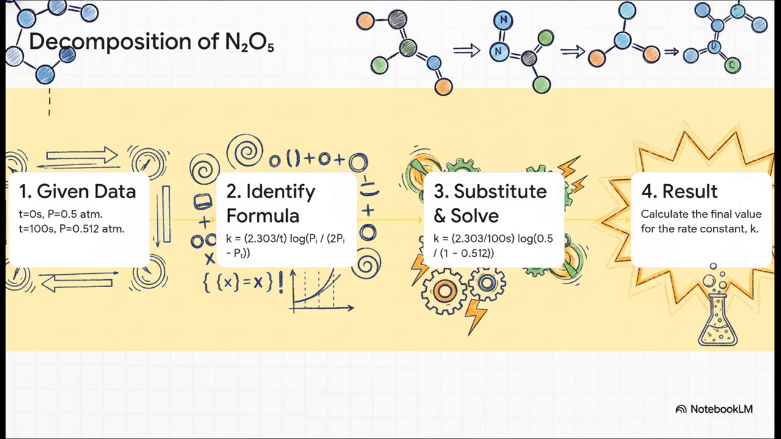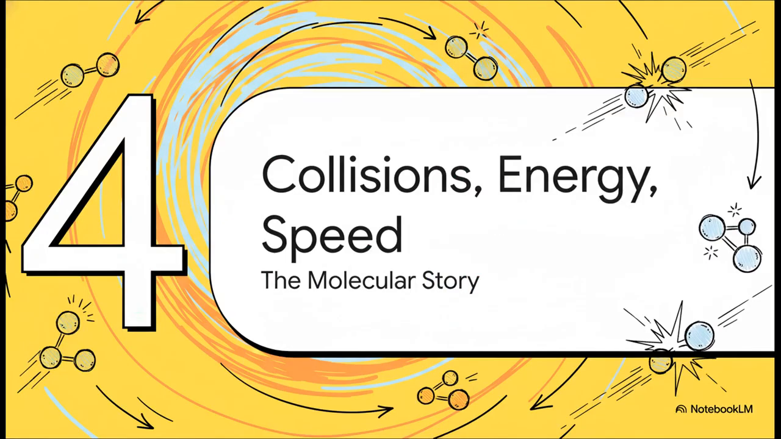Feel free to pause here and try the calculation yourself to see if you can get the final value for that rate constant k. So far, we've covered the what and the how. Now let's explore the why. What is actually happening down at the level of individual molecules that makes a reaction fast or slow? This is where collision theory comes in.